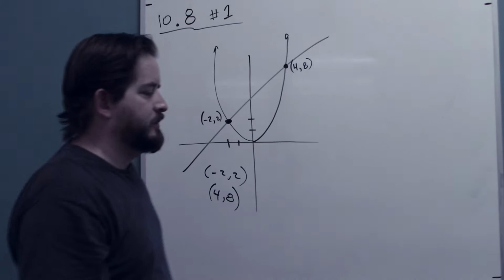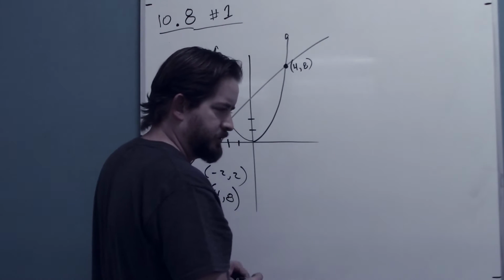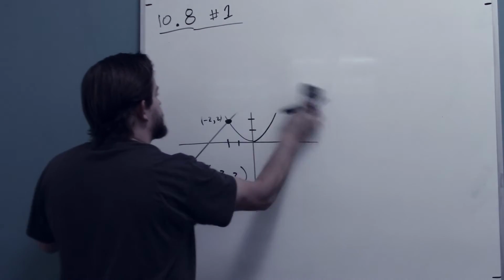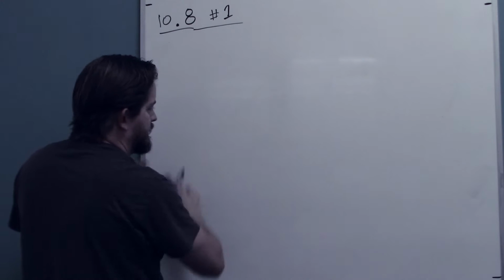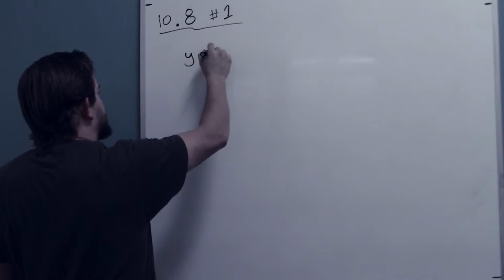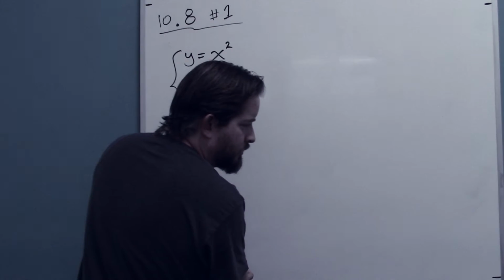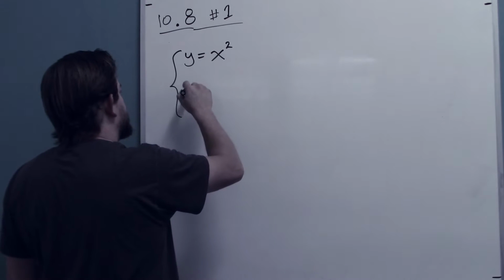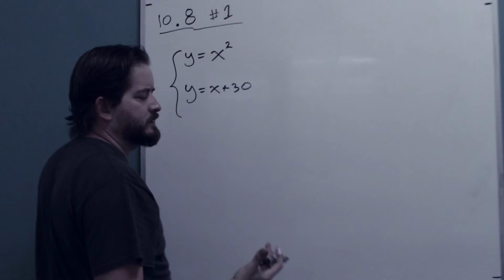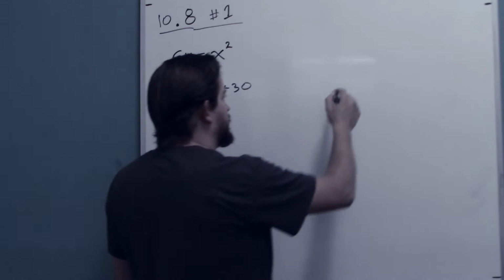Number 2 says use any method to find all solutions of the system of equations. Enter your solutions as ordered pairs with no spaces. We're given this system, y equals x squared, and y equals x plus 30. And knowing what this looks like graphically can help you determine how many solutions you're looking for.